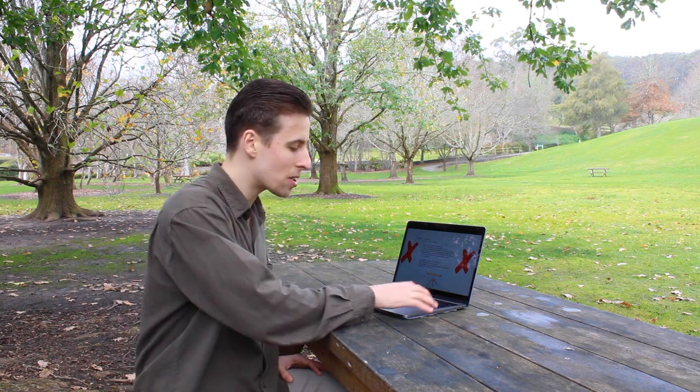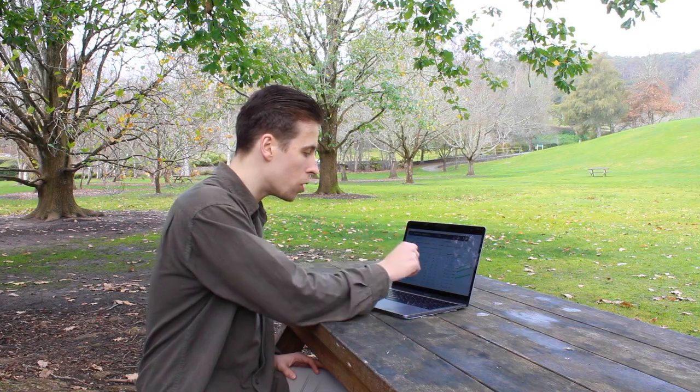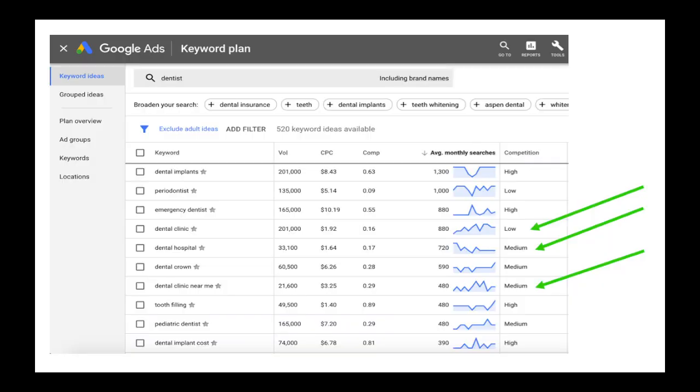But you think, what if I don't do the high competition keywords? Well, no one's going to be searching. Actually, that's not true. What you want to select is the low and medium competition keywords with a high search volume. So if I look at this example here, we're looking at a dentist, something like dental clinic is a low competition keyword, but still getting nearly 900 searches a month. Absolutely incredible. Why is no one doing that?